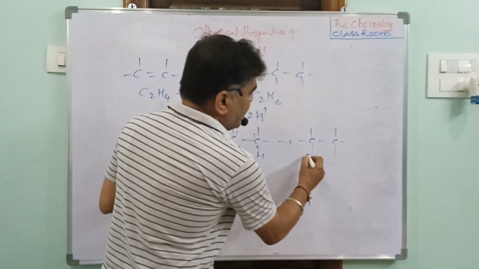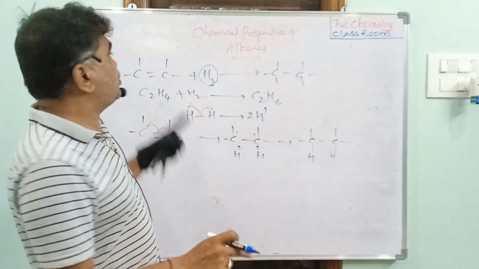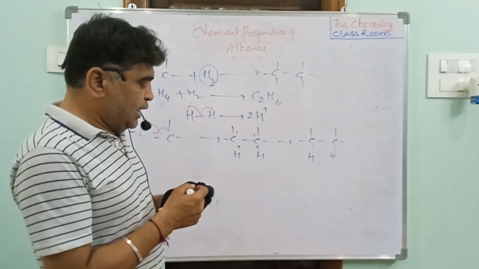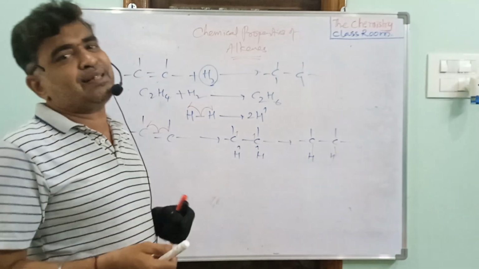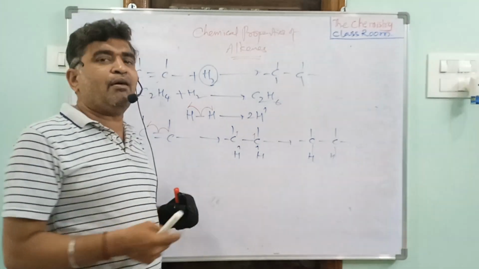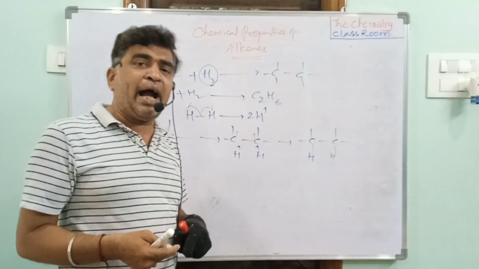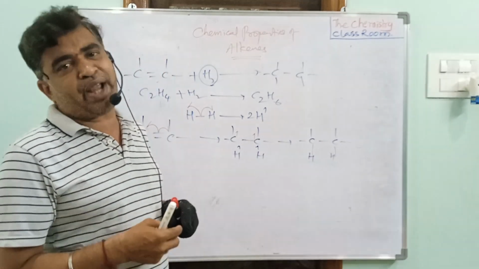So overall, what happened here? The two hydrogens are added to the alkene compound. That's why it is called an addition reaction. In this addition reaction, what is involved? The free radicals are involved. So that's why it is called a free radical addition reaction. Here hydrogens are added. That's why the reaction is called a hydrogenation reaction.